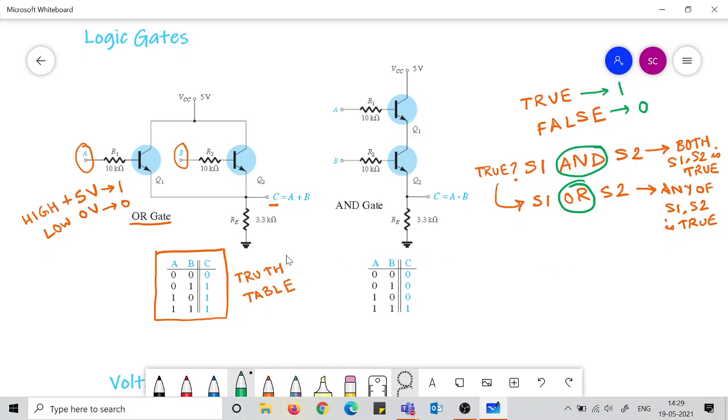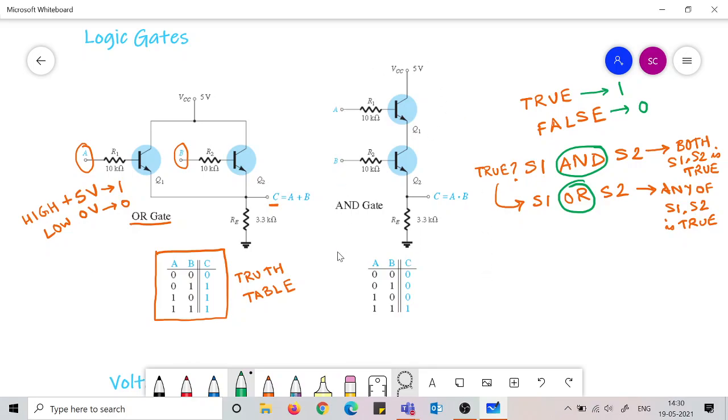In any case, we have established that this circuit works in a way which is similar to an OR gate. A gate is just a name given to these operations. So if some physical setup is manifesting the logical operation of OR, then we call it a gate. We call it an OR gate.